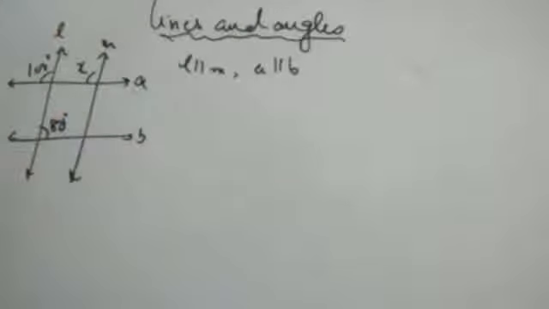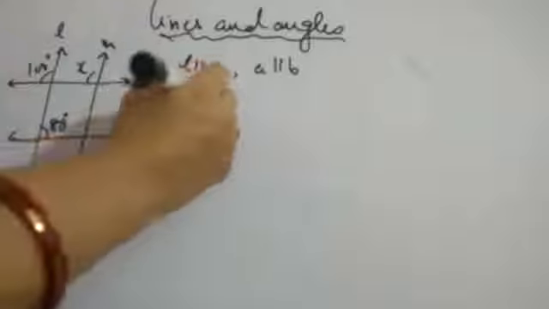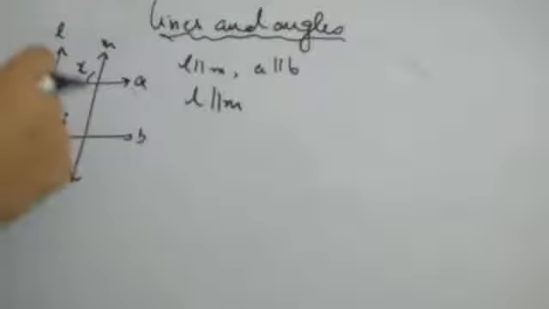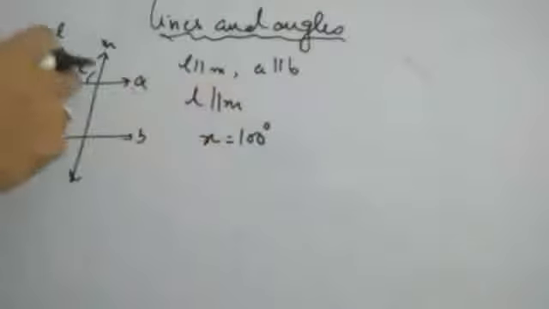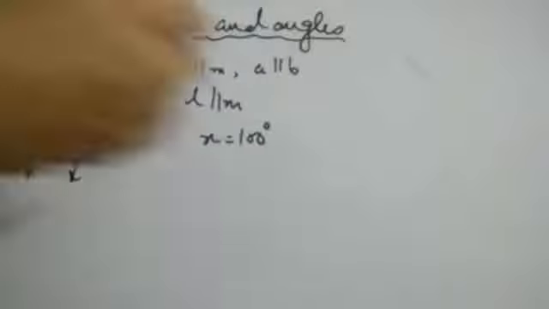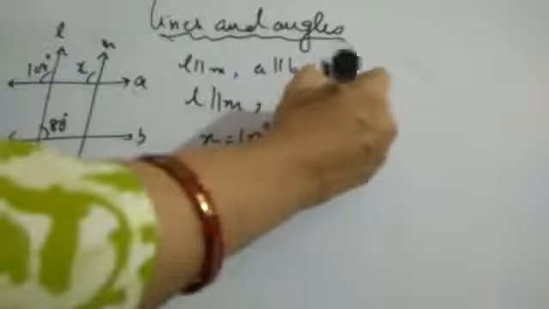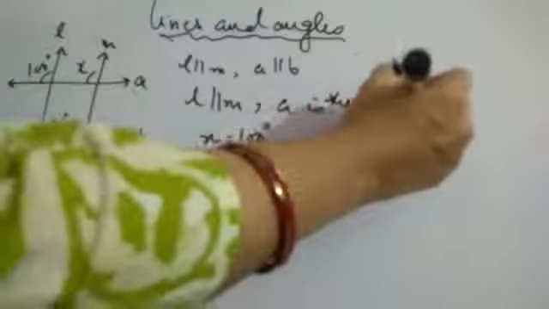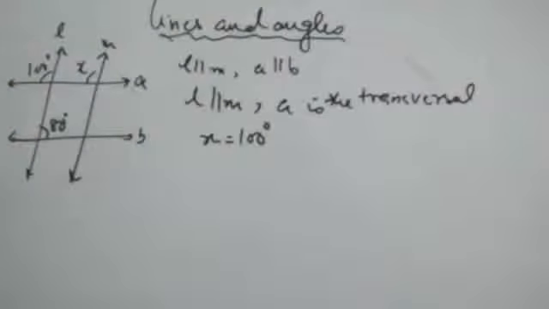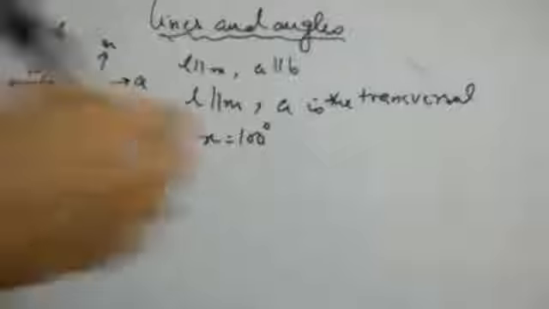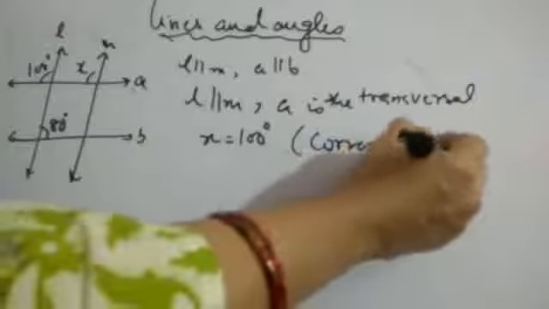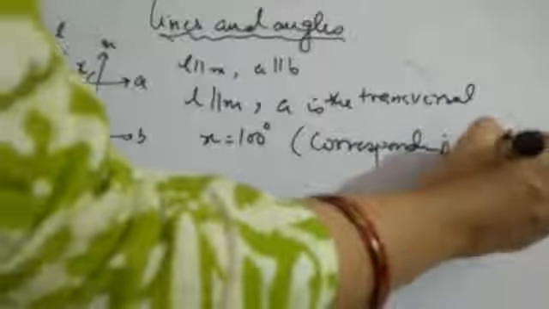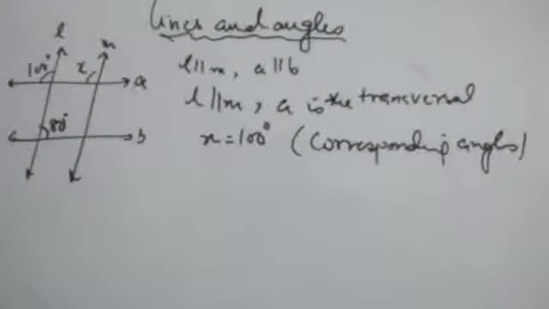Now L is parallel to M. Can you see? L is parallel to M. So 100 and X. X will be equal to 100. Why? See how they are related? L is parallel to M and A is the transversal. So 100 and X, how are they related? X is equal to 100. Why? They are corresponding angles.